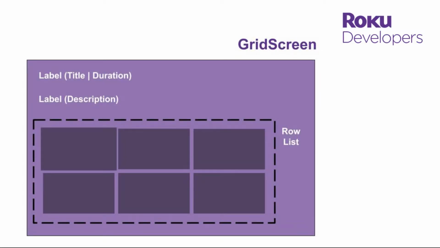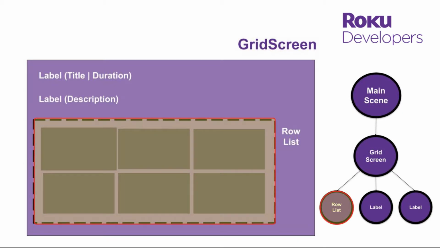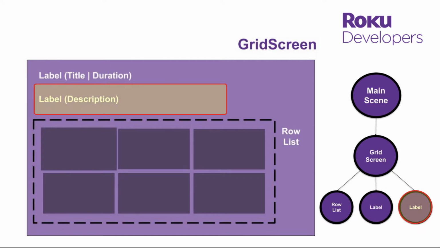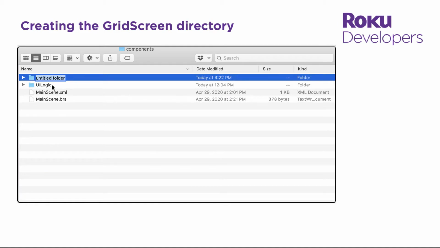So now that we've created our main scene, we can start adding UI components to it. For this channel, we're going to add the grid screen. The grid screen contains three components: a row list that contains posters for the videos in the content feed, a label for displaying the video's title and duration, and another label for displaying the video's description. To create the grid screen, first add a new folder in the components directory named grid screen. We'll create the SceneGraph XML and BrightScript files for this component in this folder.